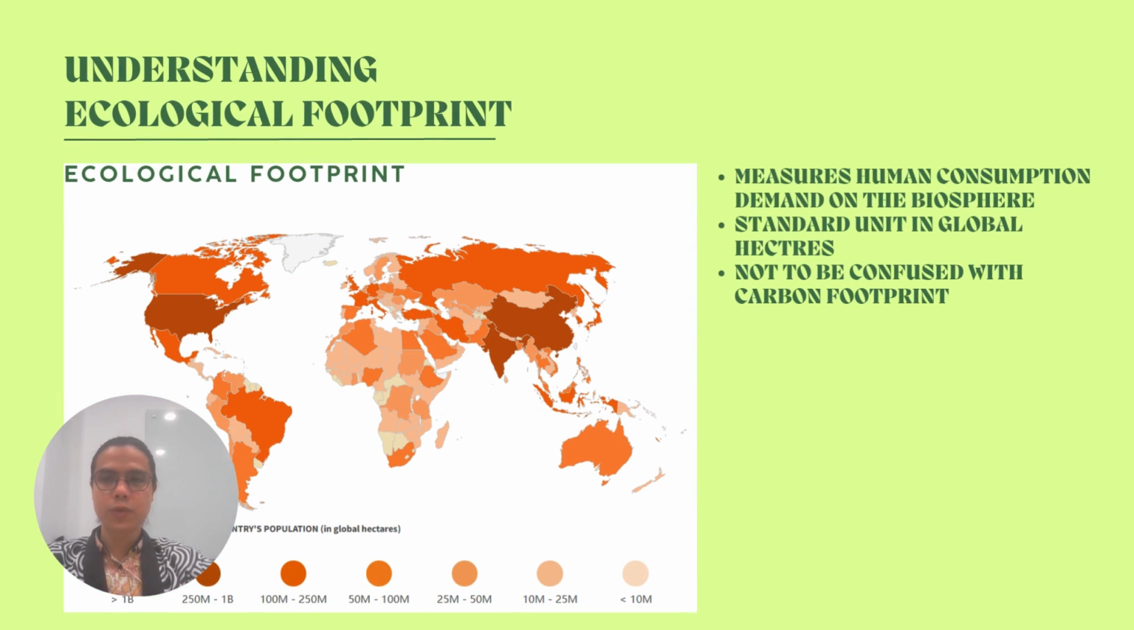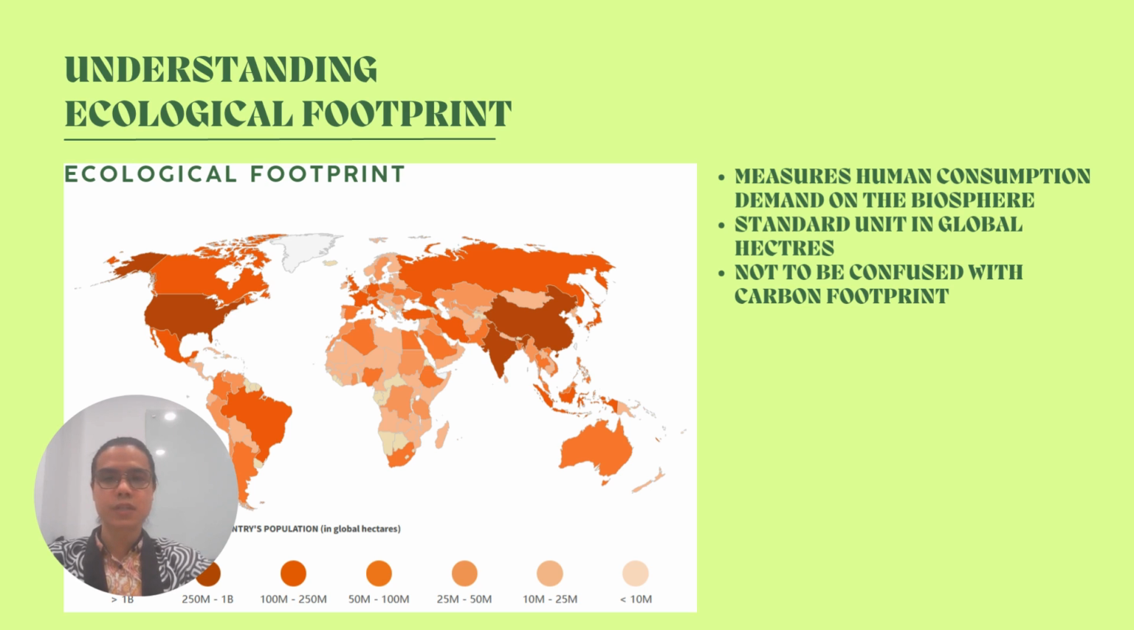The ecological footprint is a tool that quantifies the amount of biologically productive land and water area needed to support the resources we consume and to absorb the waste we produce. It is expressed in units called global hectares, which provide a standardized way to compare different types of land and water.